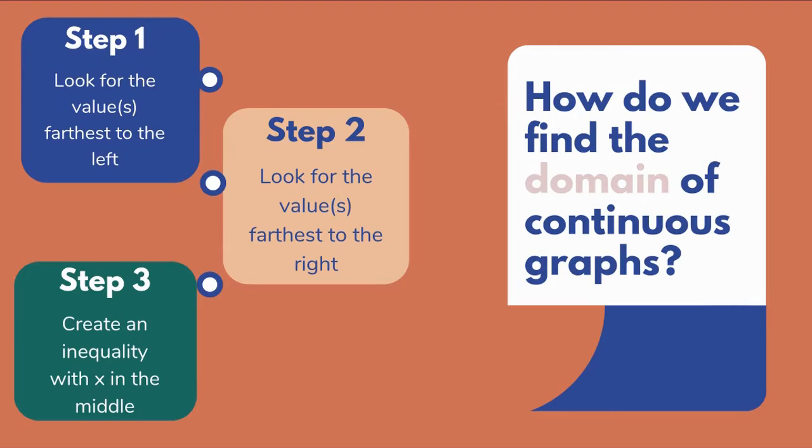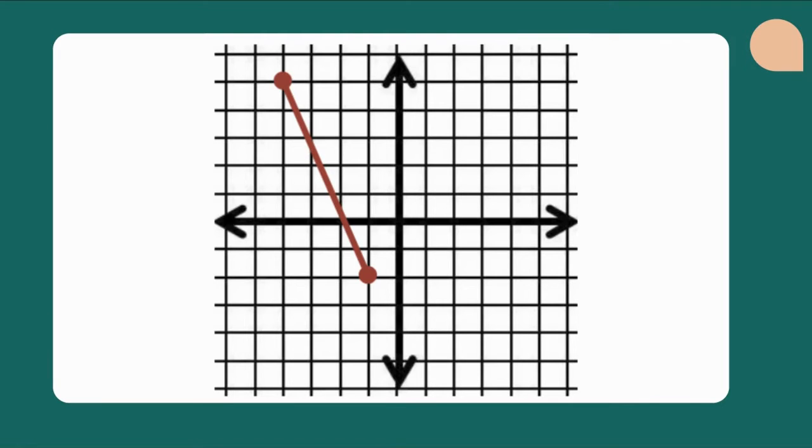And finally, we will create an inequality with x in the middle, and we will use the two values that we found in our previous steps. So here's our first example. We know for domain, we need to be looking at just the x-axis because domain refers to all of our x values. So we will ignore the y-axis for now.